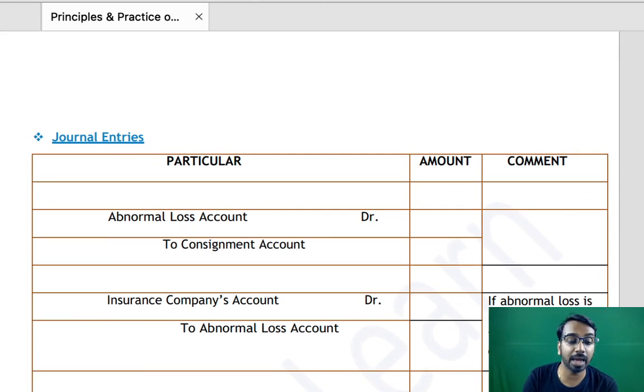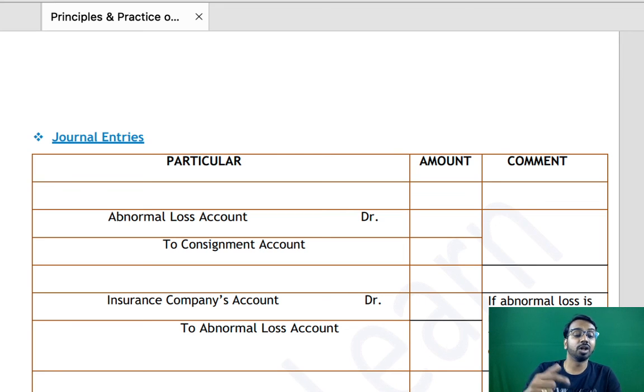Now sometimes what may happen is the abnormal loss is recoverable from the consignee, maybe because of an agreement or because the consignee has made some mistake. Then, instead of the insurance company, you will recover the amount from the consignee's personal account. Whatever is the balance amount in abnormal loss account, you will transfer to profit and loss account.